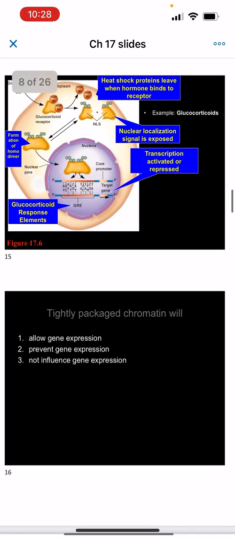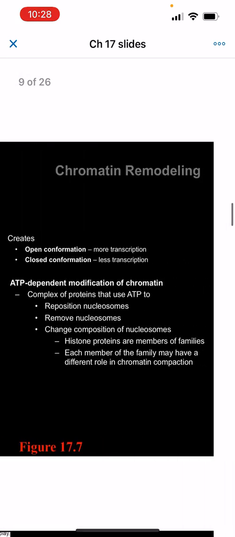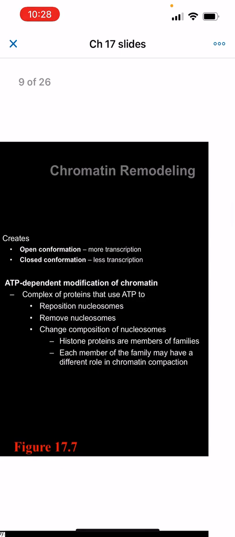And what's going to happen is this thing called chromatin remodeling. All right? And this can create either what we call an open conformation or a closed conformation. And these are exactly what they sound like. Open means more loose, hence more transcription. Closed means tighter, that would be less transcription. Okay?